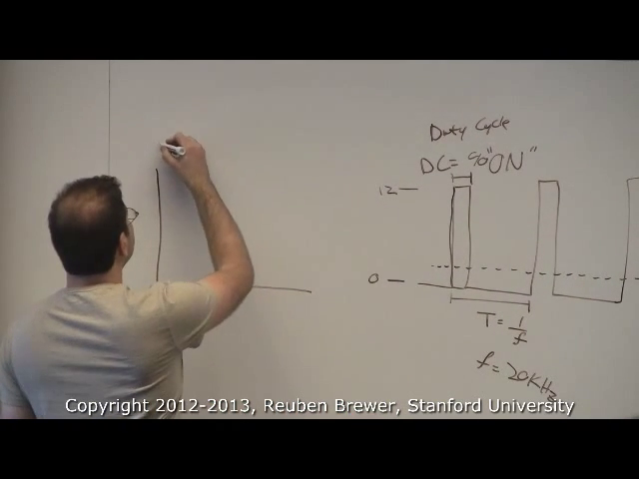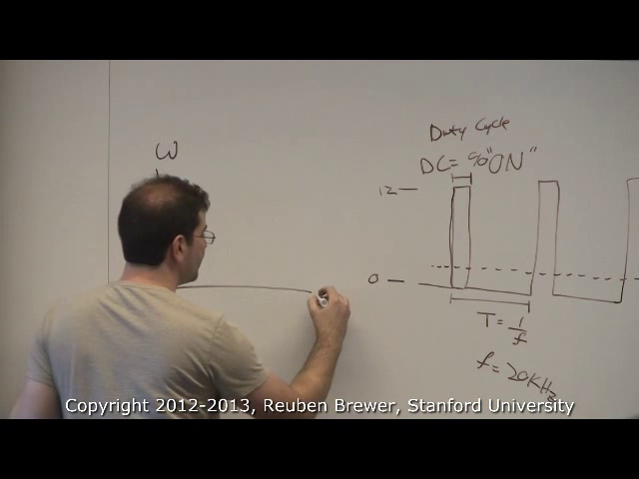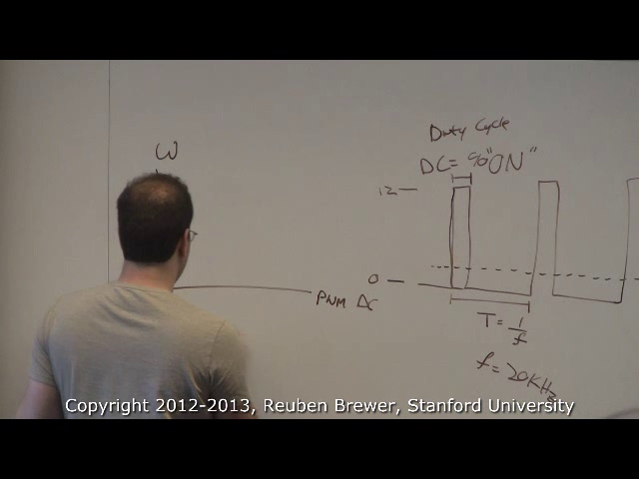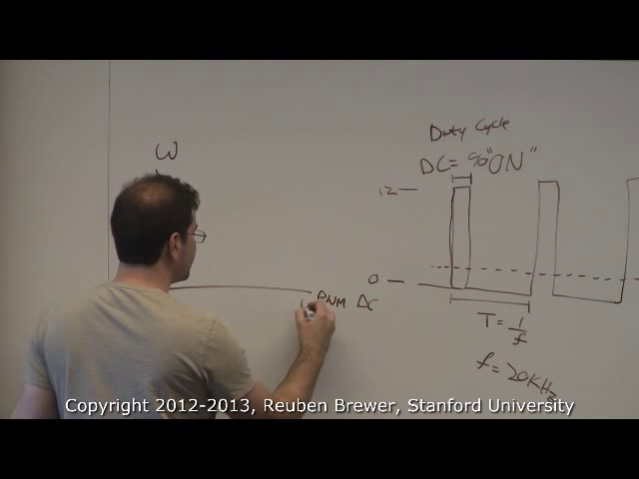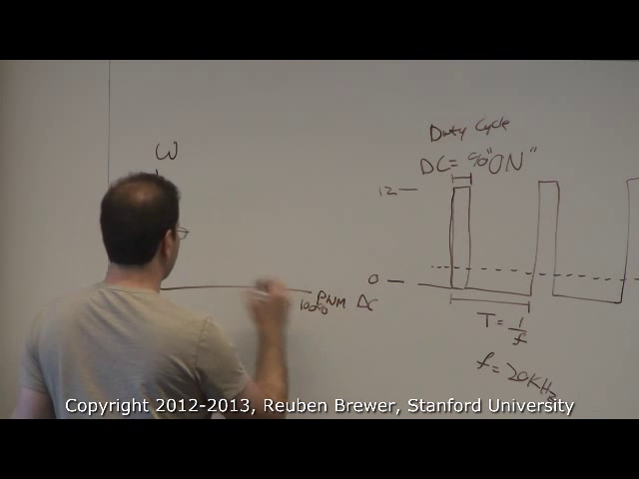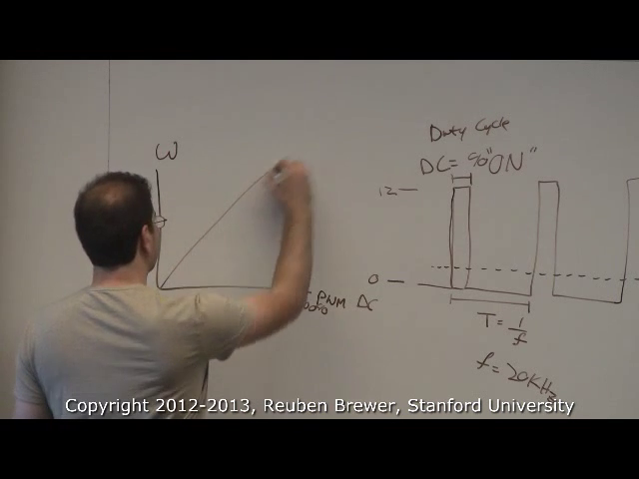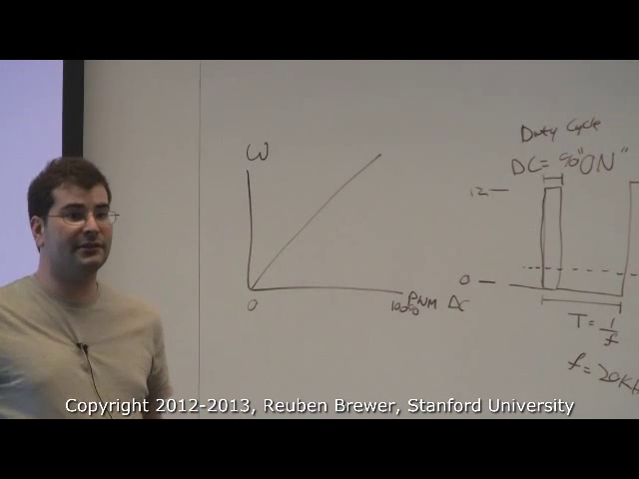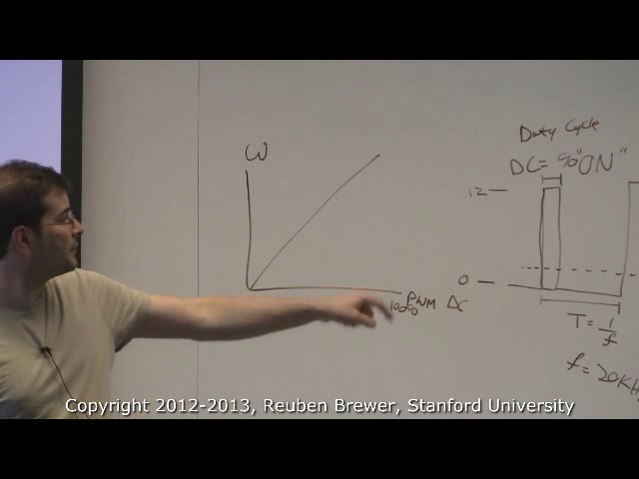So, this is omega, and then this is PWM duty cycle. This is 0, this is 100%, and what we would like is this, right? Now let's think about this for a second. Steady state, no transients, constant voltage.